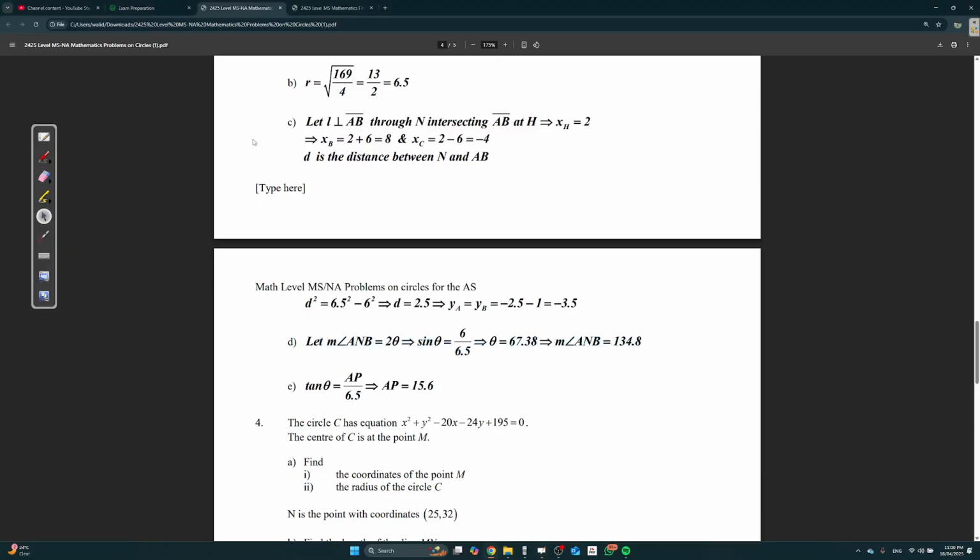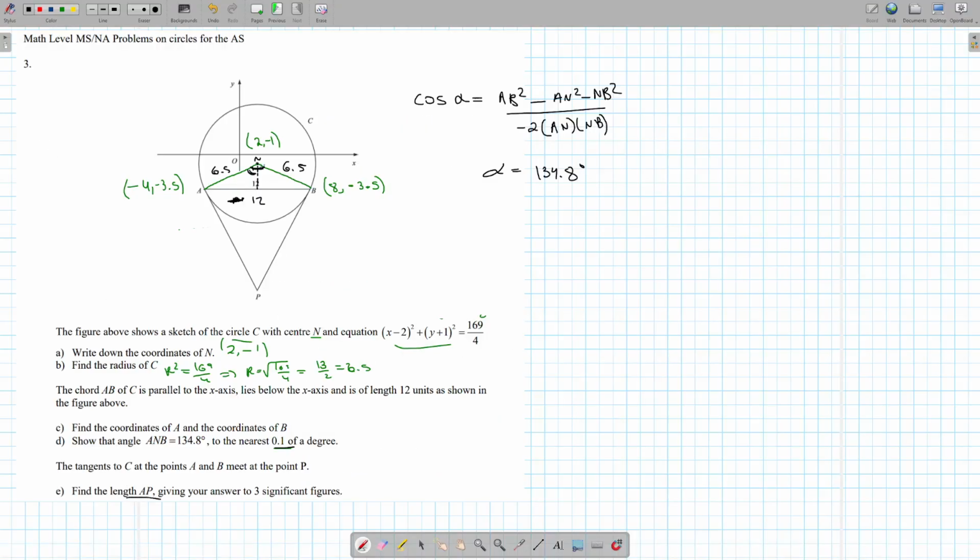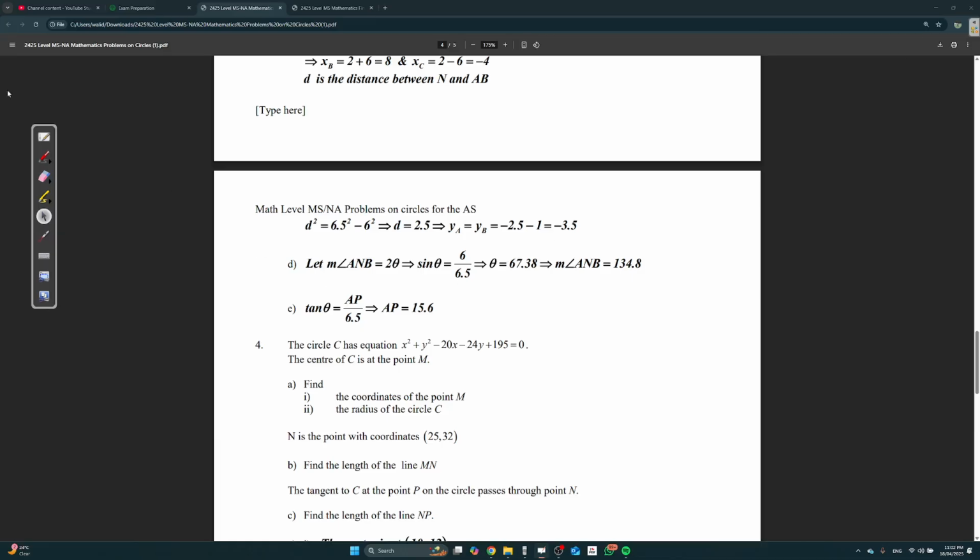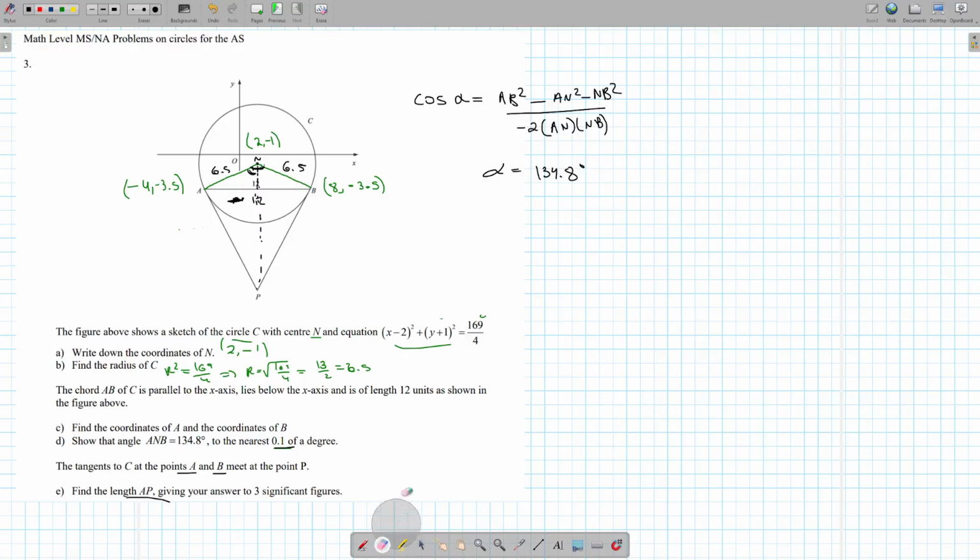Alright, that's nice. Last part, find the length AP, giving your answer... Oh, wait, they said something else. The tangents to the circle at the points A and B meet at the point P, as shown here. Find the length AP. Give your answer to 3SF. Let's take a look. The way they did this, again, I thought of a completely different way. There are a lot of ways you can approach these questions.